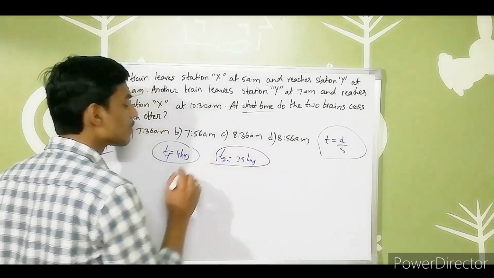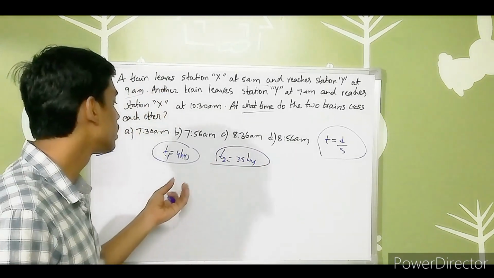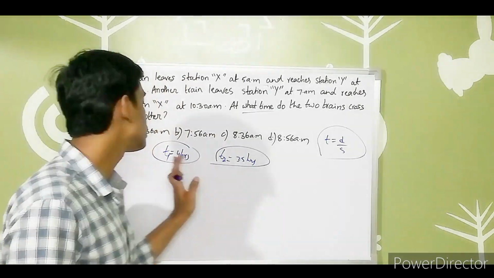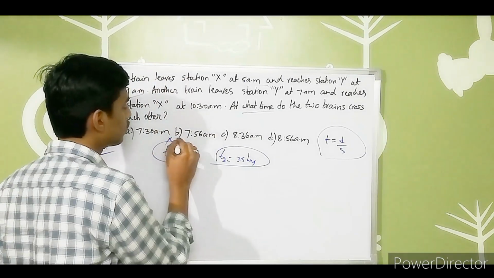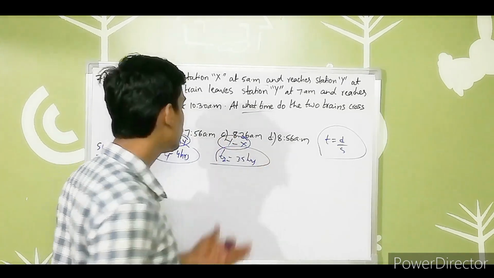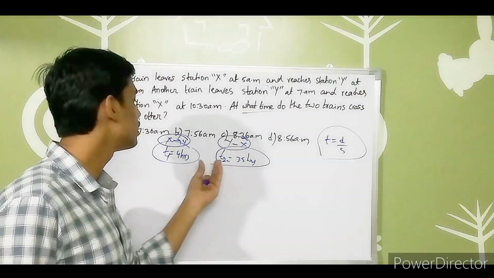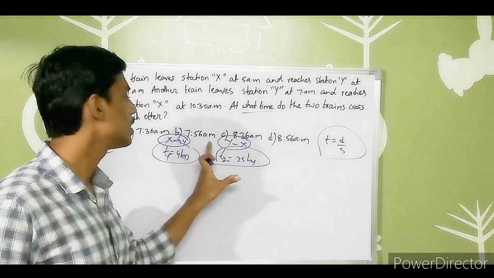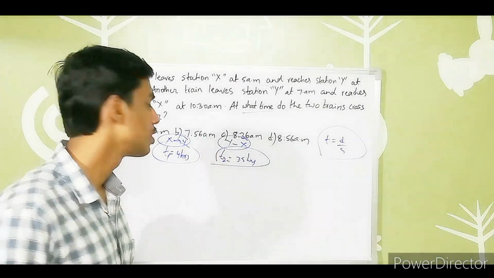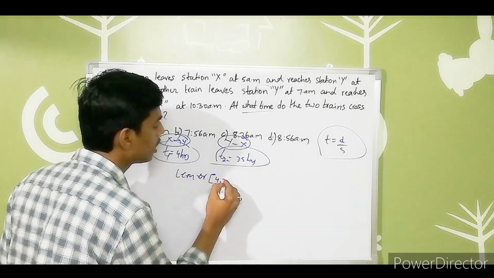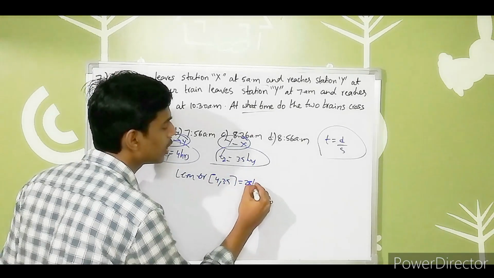In order to know the distance between the two stations X and Y, note that one time is for travelling from X to Y and the other is from Y to X. So by taking the LCM of these two times, we can get the distance between the two stations. The LCM of 4 and 3.5 is 28 kilometers.